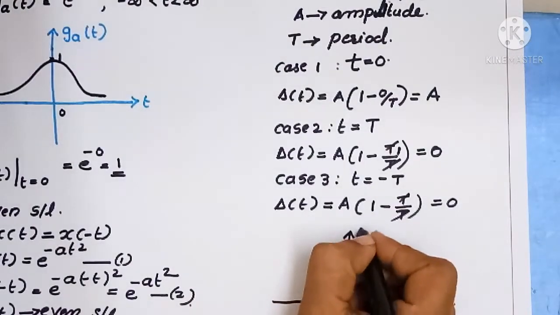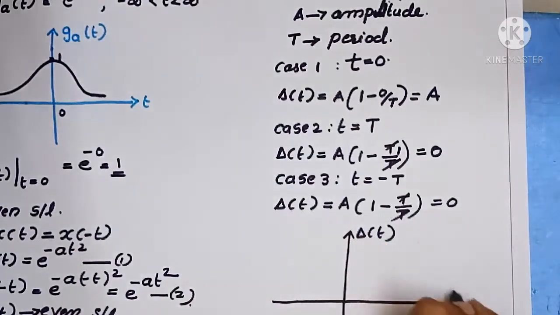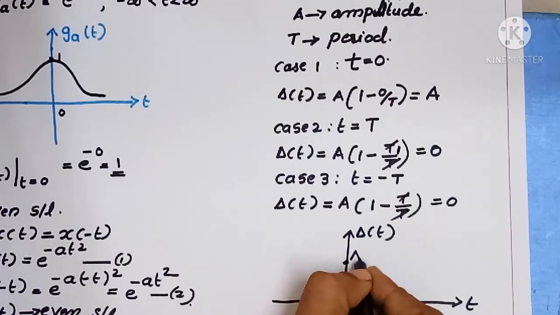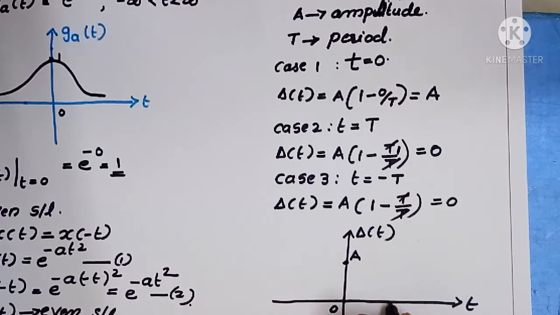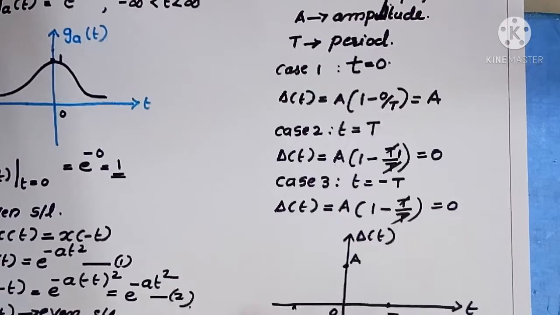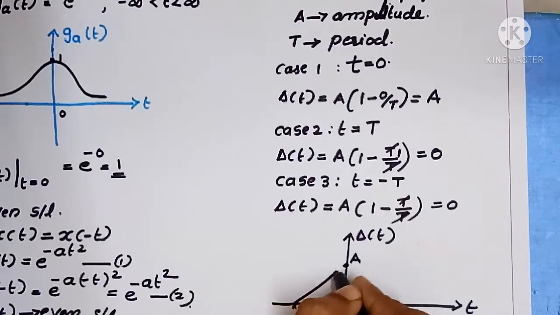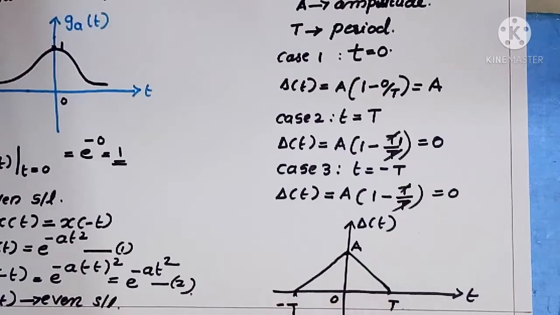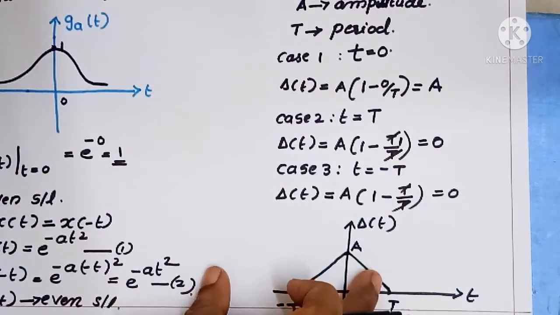So this is our signal axis, del of t, this is our time axis, and this is our 0. At t equal to 0, you will get the amplitude A. When t is equal to positive T, you will get 0. When t is equal to minus T, you will get 0. So you can plot like this. So this is your triangular pulse. These are the details about a triangular pulse.